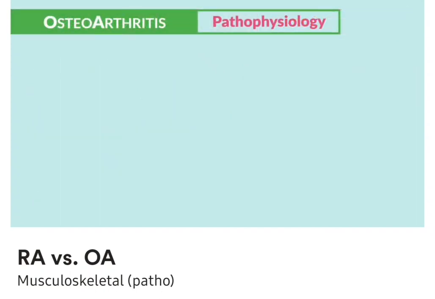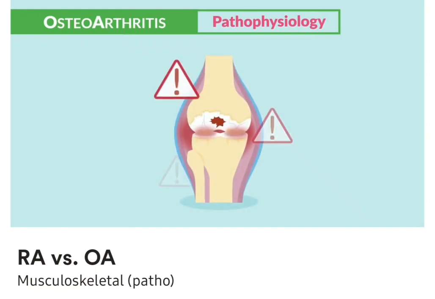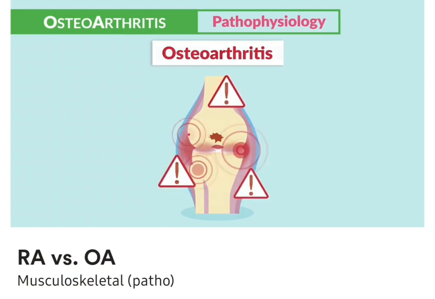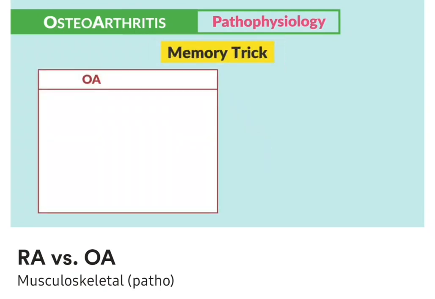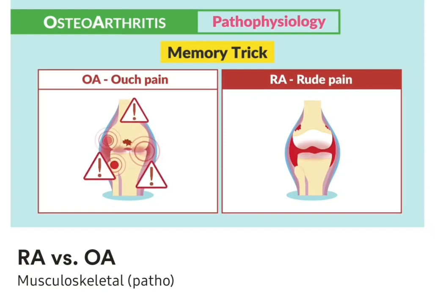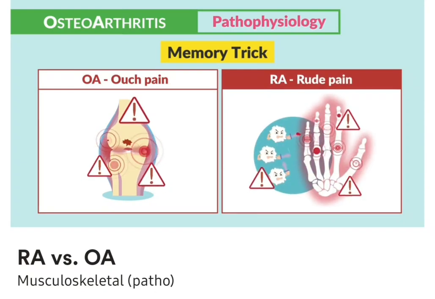Now switching gears to osteoarthritis. The pathophysiology is pretty simple. As mentioned before, this is progressive degeneration of the protective cartilage, which acts like a cushion at the end of the bones, resulting in bone-on-bone rubbing, causing massive pain. So again, the memory trick here. OA, think ouch pain, bone-on-bone rubbing. And RA, think rude pain. The body's attacking itself. So rude.